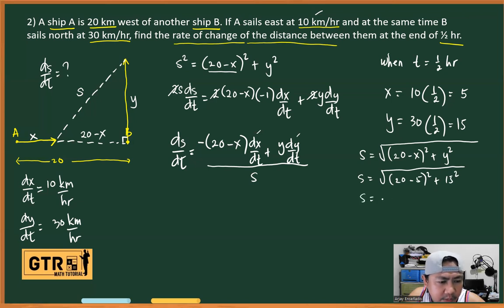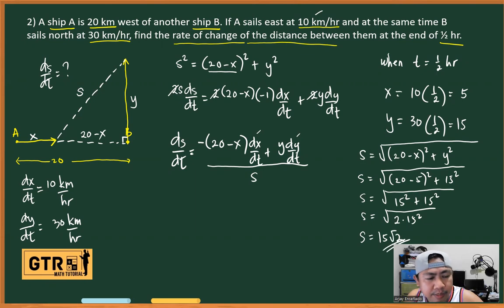So we have s is equal to square root of 15 squared plus another 15 squared. So we can write that as square root of 2 times 15 squared. Then distribute the square root. Square root of 15 squared, so we can simply cancel 15, the square and the radical. So that is 15. So we have s is equal to 15 square root of 2. Okay, so that is the value of s, 15 square root of 2.